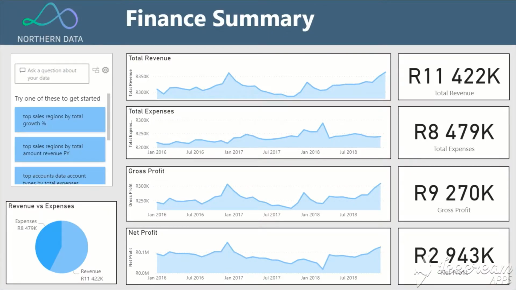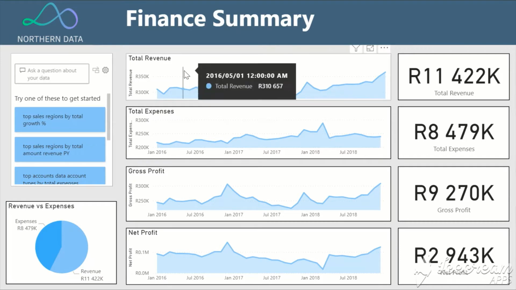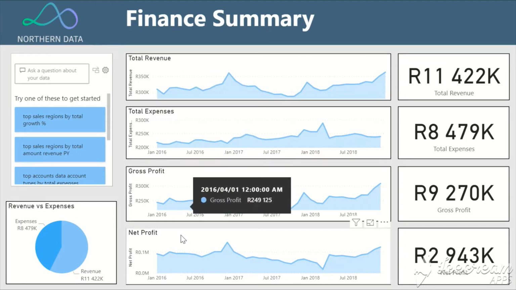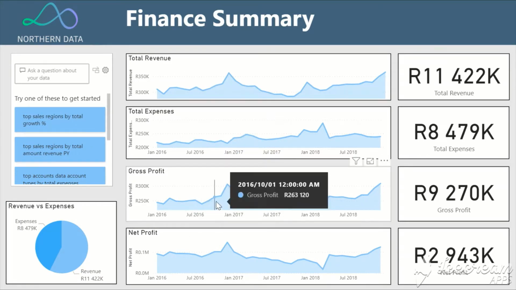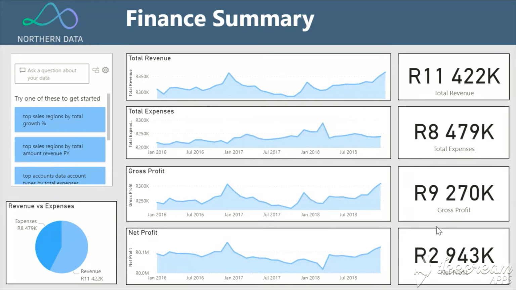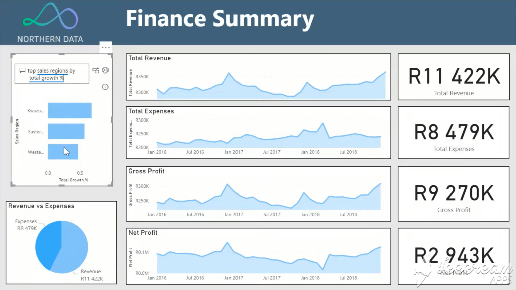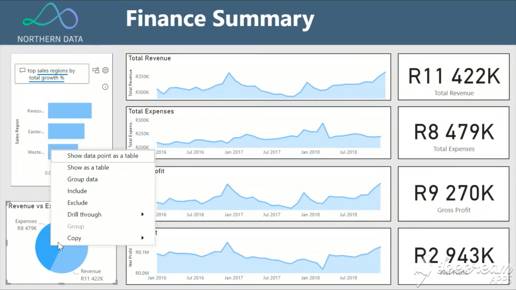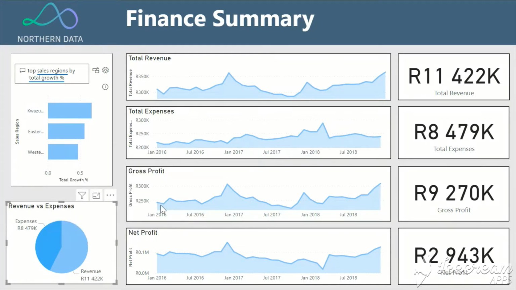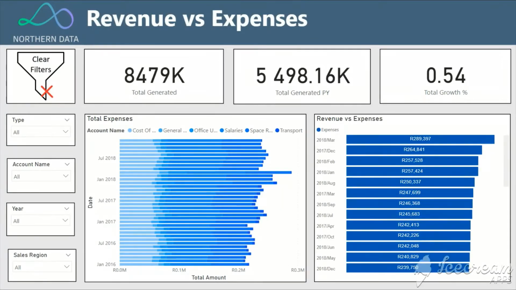On the finance summary page, we can see revenue, expenses, gross profit and net profit per month and year, along with their totals. And we also have a Q&A section if you wish to get further insights about your data. And then lastly, we compare revenue versus expenses, and we can drill through on either expenses or revenue to the revenue versus expenses page.